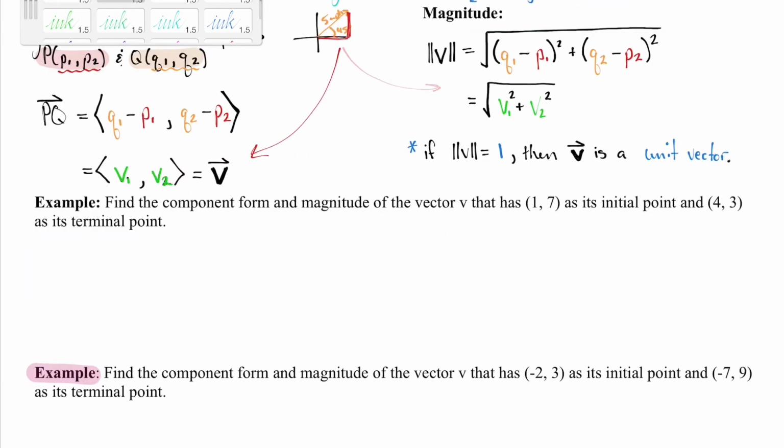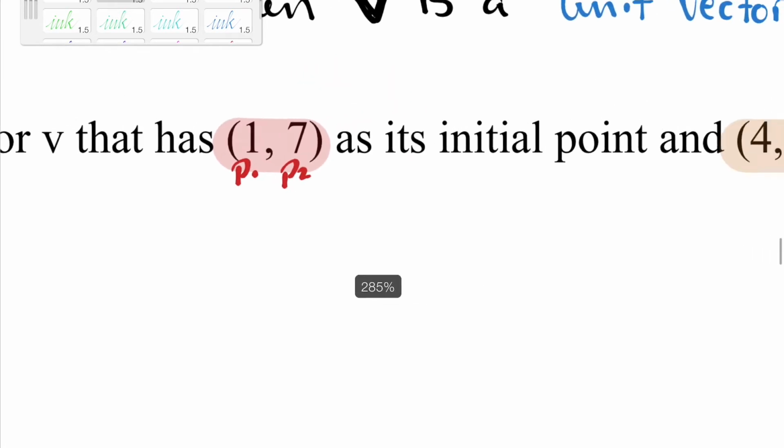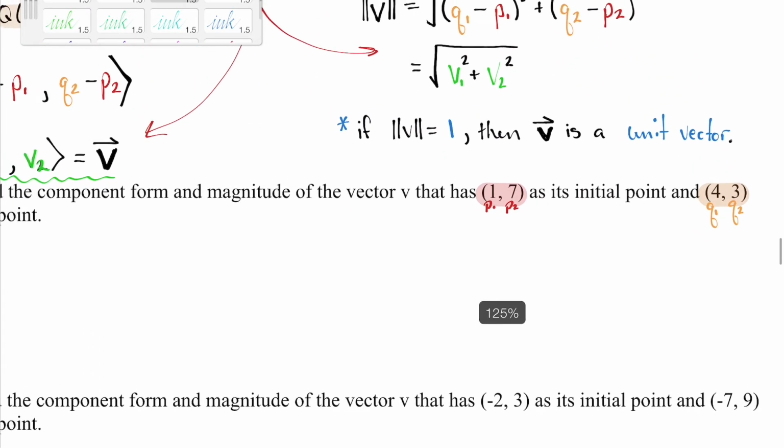So the first example that I'm going to go over, it wants us to find the component form. So it wants us to figure out basically the lengths of the sides of a right triangle. If we are starting off with our initial point as 1 comma 7 and our terminal point is 4 comma 3. And my students will tell you, I'm a stickler about labeling things. So because I want to follow the formulas, and vectors are completely new to my students, we're going to take it slow. I'm going to have them label these P1, P2, and Q1, Q2. So then we can plug that in.